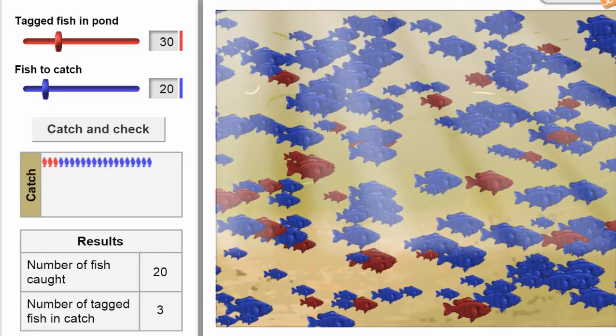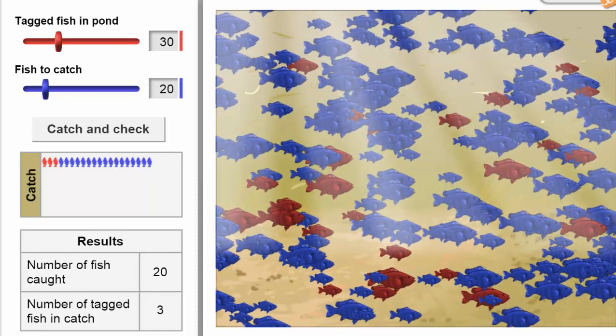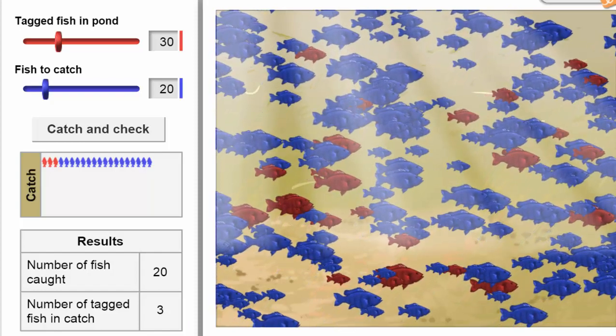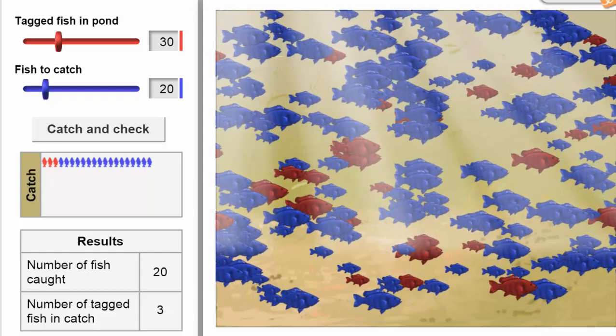Remember, we are trying to use this information to estimate the total number of fish in the pond. We don't know how many total fish there are. But what we do know is that of the 20 fish we caught, 3 of them were tagged.